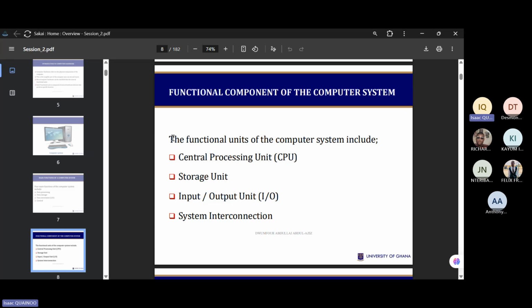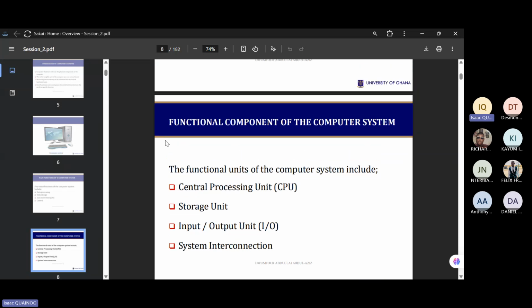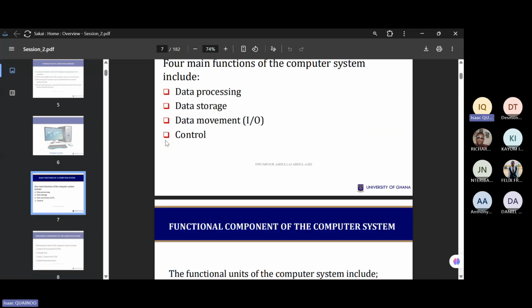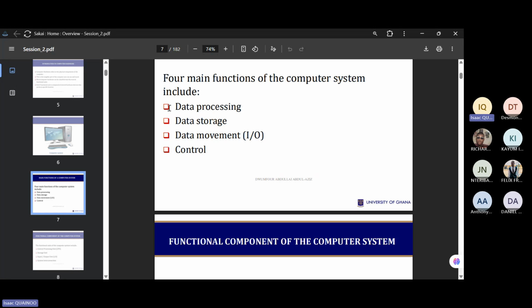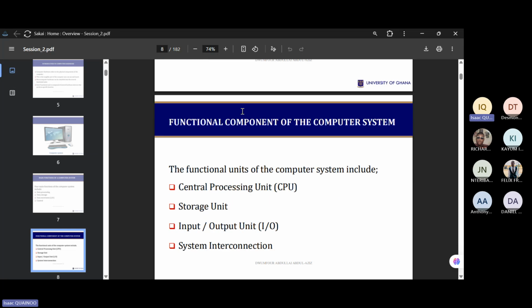Now, I want us to ask ourselves this question: what is the interconnection between the functional units and the functions of the computer? Let us draw some parallels here. You realize that we said the first function of a computer system is data processing. So for data processing to happen, we need the central processing unit. The central processing unit is a functional unit in charge of data processing.